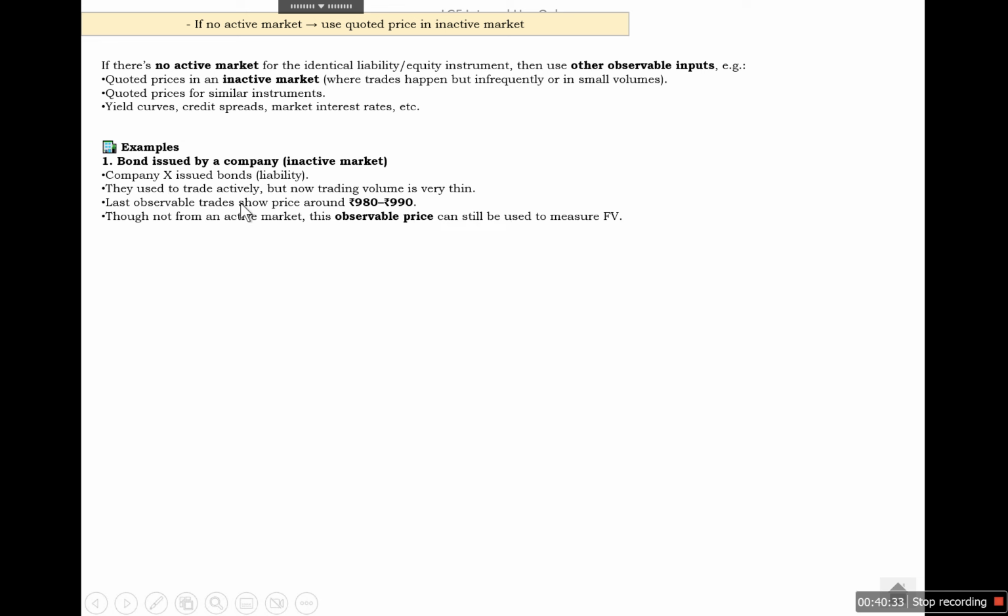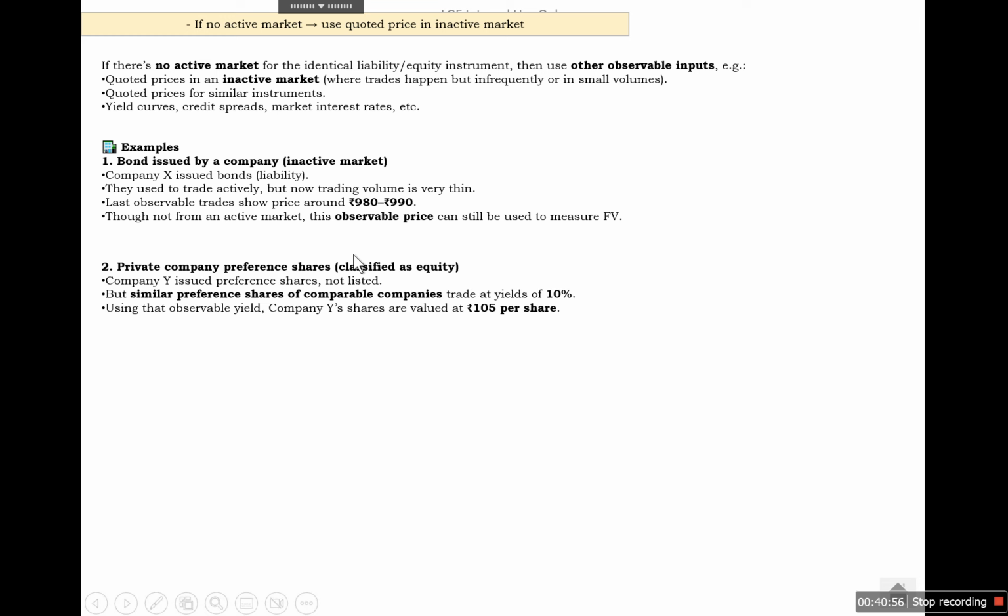So here, for example, a bond issued by a company that is inactive in the market. So company X issued a bond. They used to trade actively, but now they are not trading. The transactions are very few. And the last observable trade shows a price band of 980 to 990. Though not from an active market, this observable price can still be used for measuring the fair value.